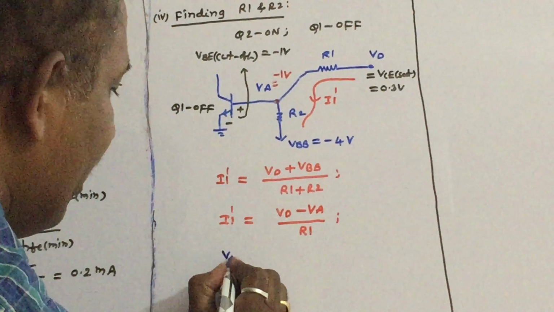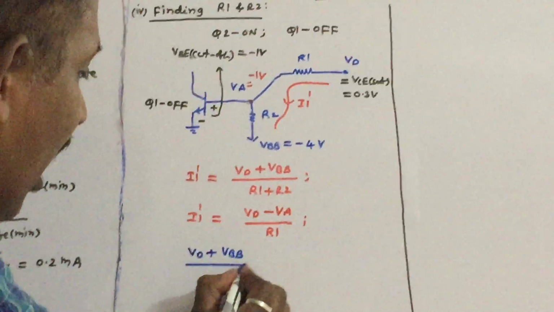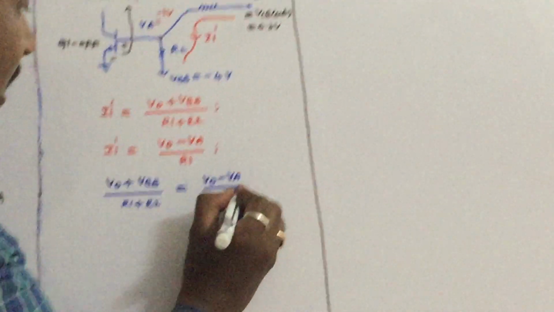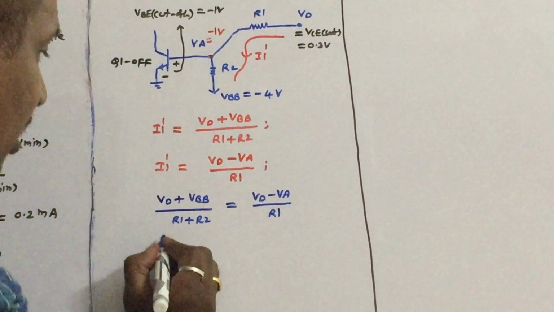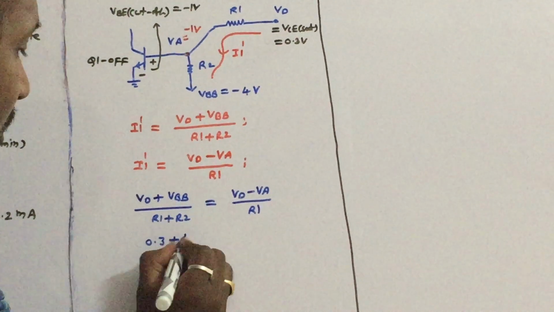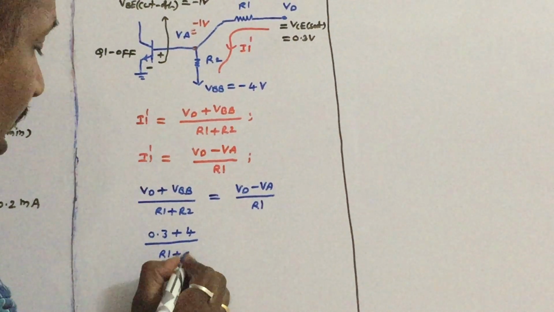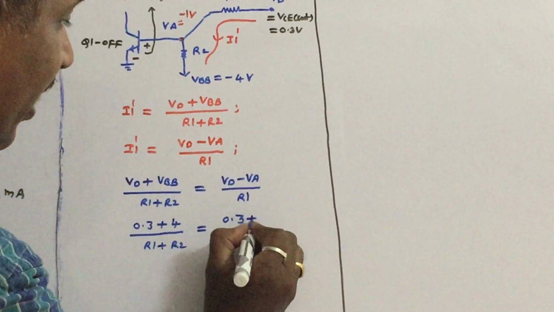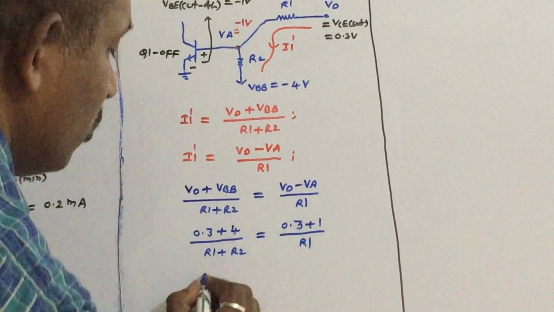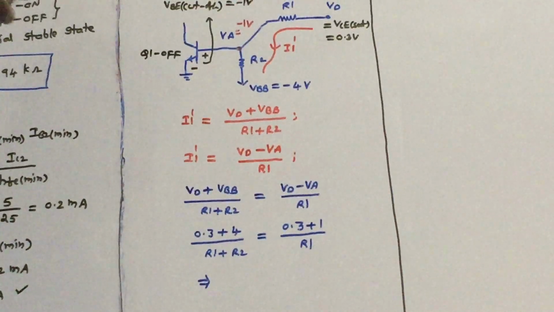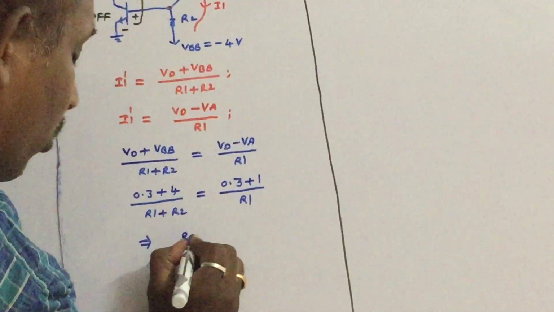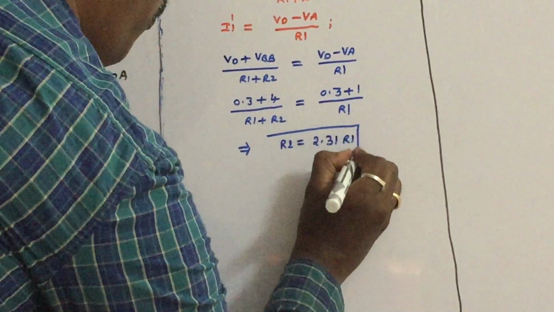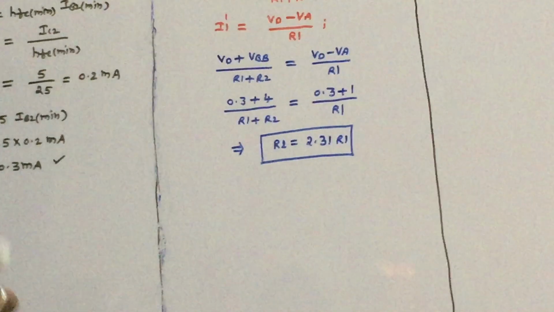So therefore VD plus VBB by R1 plus R2 is equal to VD minus VA by R1. Just I have given the values. What is VD? 0.3 plus 4 by R1 plus R2 is equal to, what is VD? 0.3. So VA is minus 1, minus of minus plus 1 R1. So if you simplify this equation, you get R2 is equal to 2.31 times R1. So this is the important step.